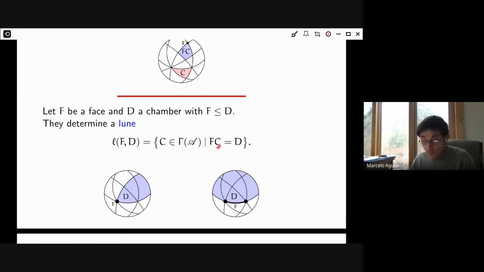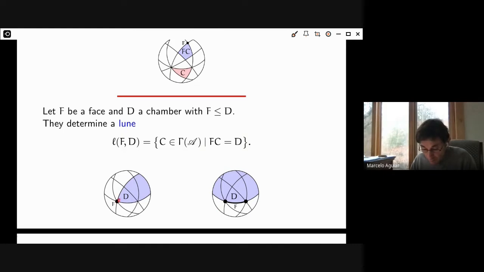It always has some solutions because D itself is one of the solutions to this equation, but there are many others. So what do the solutions look like when you picture them on a sphere? Well, they look like loons, loon sectors, as shown in these pictures.